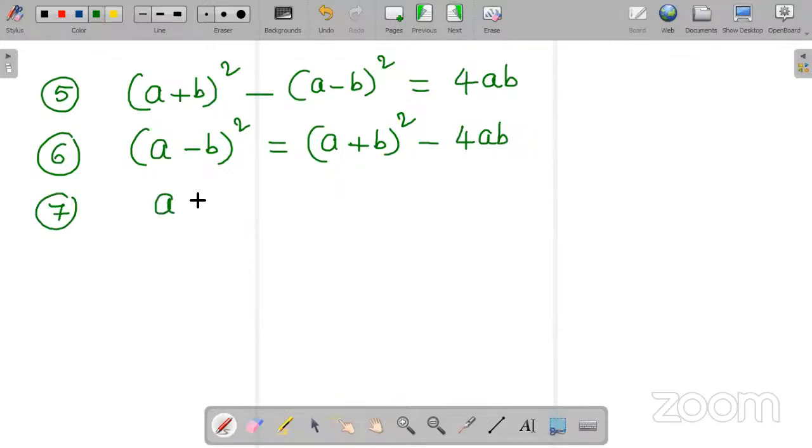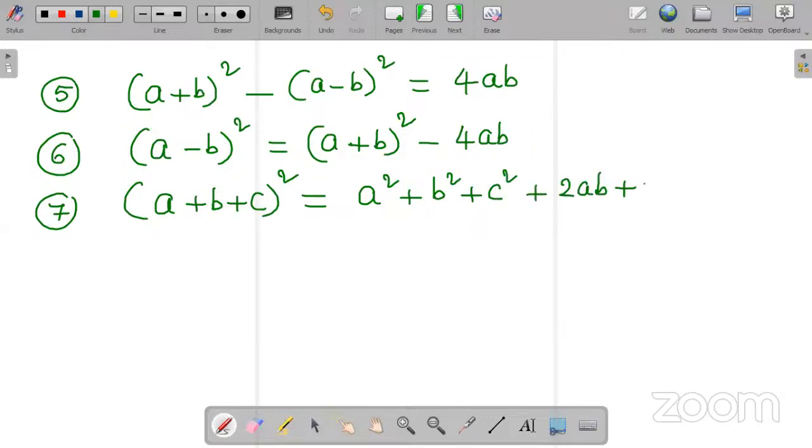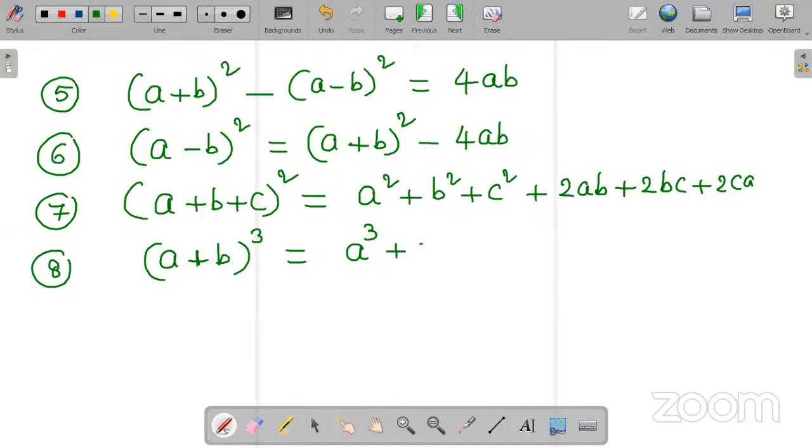The seventh one, a plus b plus c whole square. What is a plus b plus c whole square? That is a square plus b square plus c square plus 2ab plus 2bc plus 2ca. So this is a plus b plus c whole square. Next, a plus b whole cube is equal to a cube plus 3a square b plus 3ab square plus b cube.